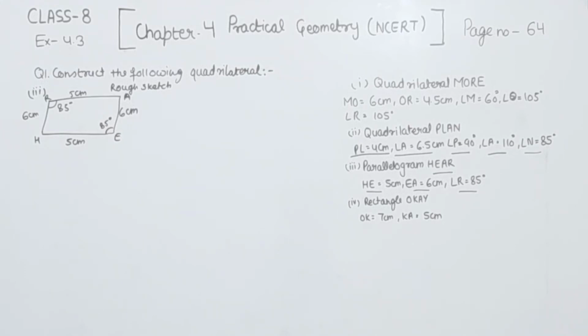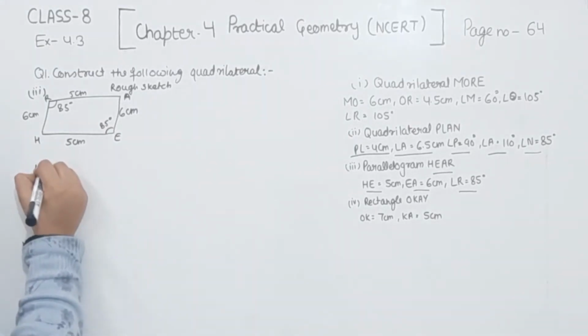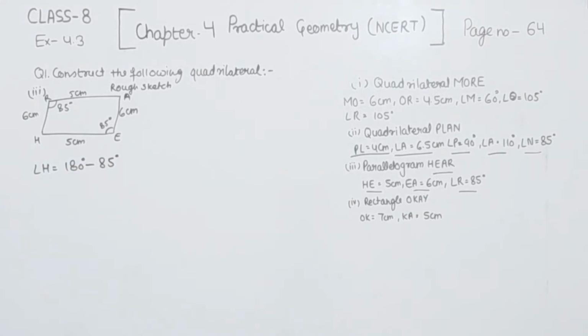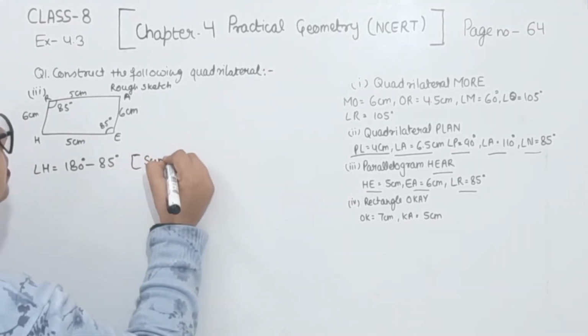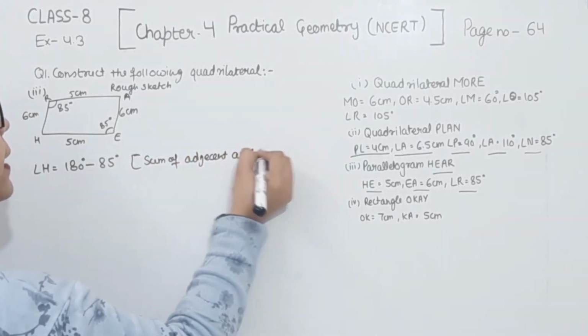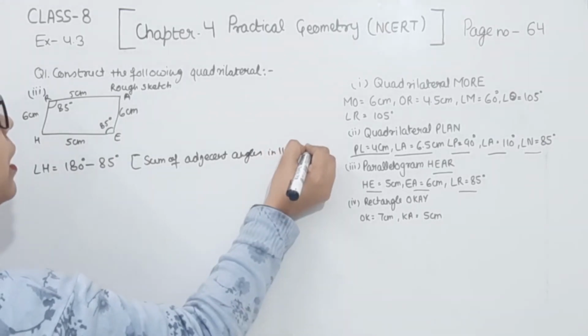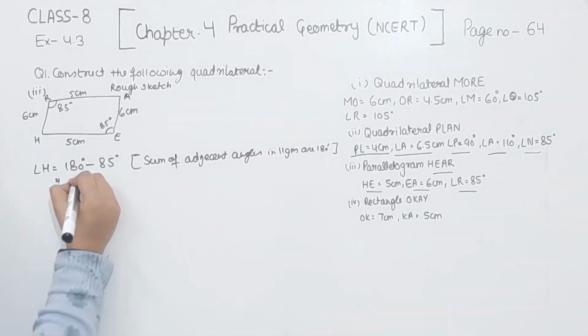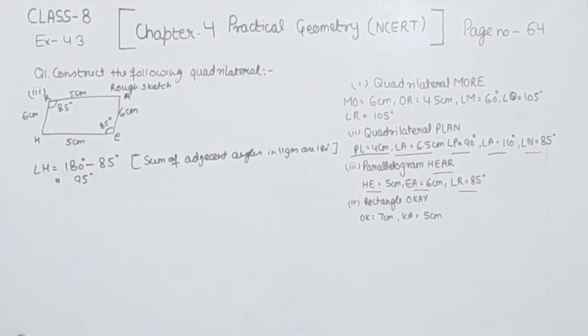Now we are going to find the angle H first. So I am going to write here angle H is equal to 180 degrees minus 85. Why am I subtracting this from 180 degrees? Because the sum of adjacent angles in a parallelogram is 180 degrees. I am going to write here: sum of adjacent angles in a parallelogram are 180 degrees. So we are going to subtract: 180 minus 85 is 95 degrees. Now we are going to construct the figure, the parallelogram HEAR.